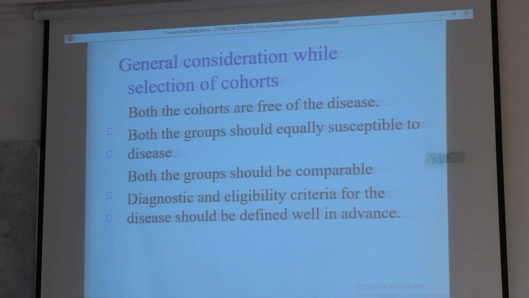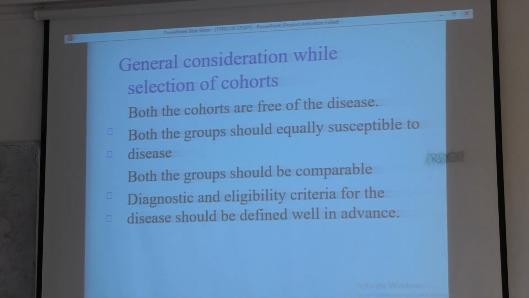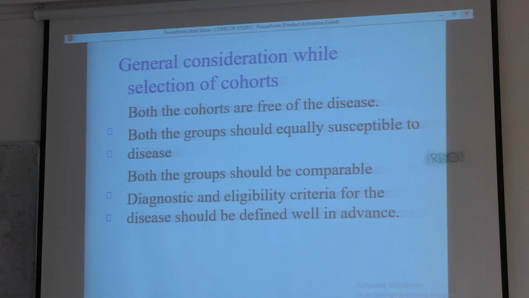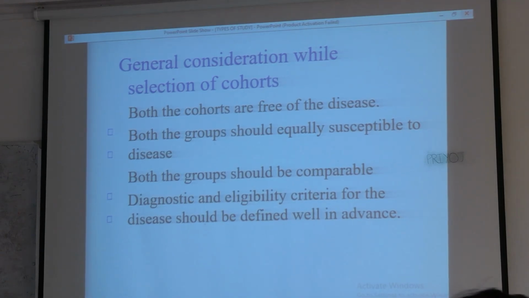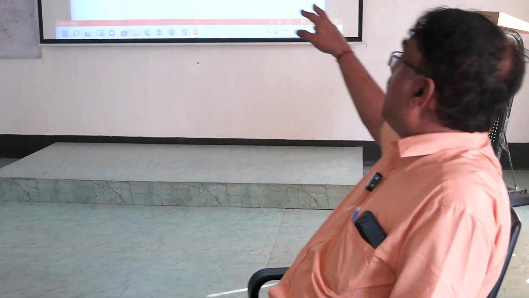When you go for a cohort study, both the cohorts are free of the disease, both should be equally susceptible to the disease, and both should be comparable. Diagnostic and eligibility criteria for the disease should be defined well in advance. Now I am just giving an example of a simple cohort study. Just for the sake of argument, I send a mail to all of you after 5 years and ask please let me know your BP or your current status. Then I make a comparison: one group I take boys, one group I take girls. Both groups should be equally susceptible to disease.